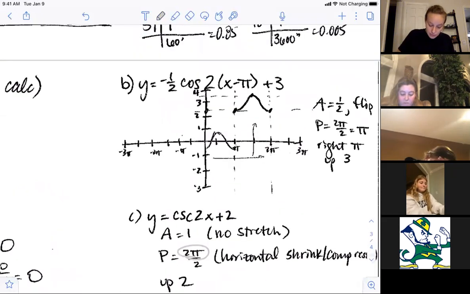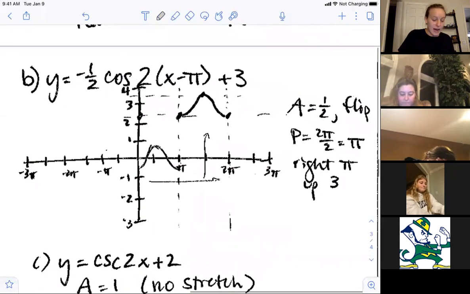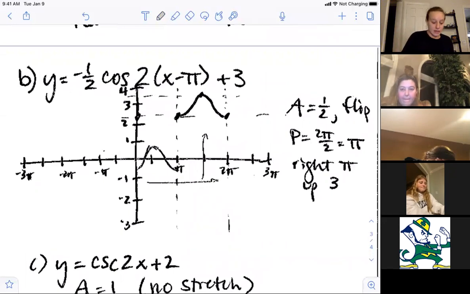All right, so this last graph that I've got here has all of the changes. So I've got -1/2 cosine of 2 times (x minus pi) plus 3. And I'll graph this too, but we'll just look at the equation.